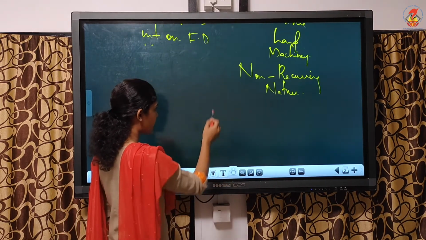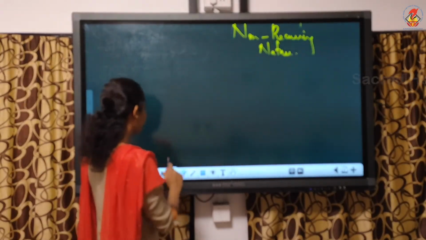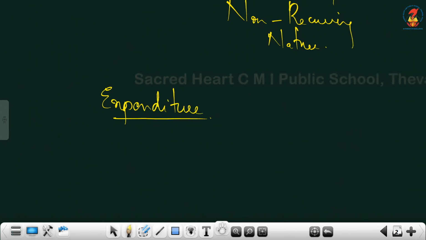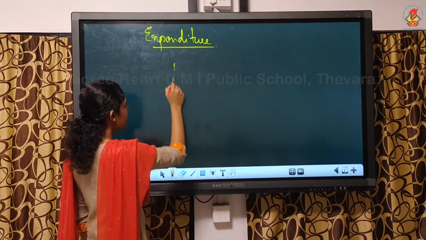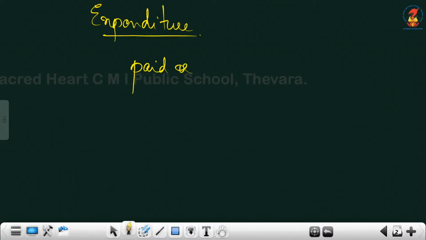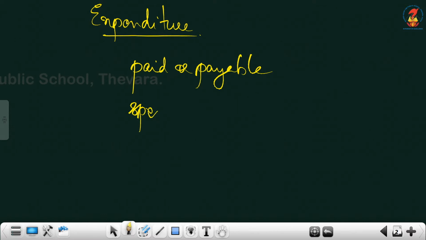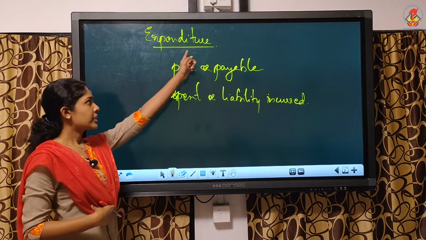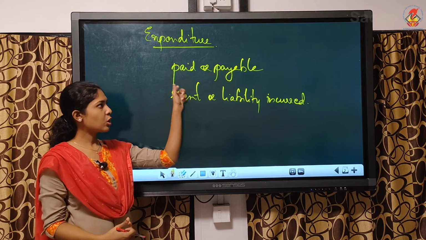Just like receipts, now we will have to discuss what is expenditure. Expenditure, what we can say is amount paid or payable, or the other terms you can use, which you can see in your textbook, the amount that the firm spent or the liability incurred. So, expenditure means the amount paid or payable.